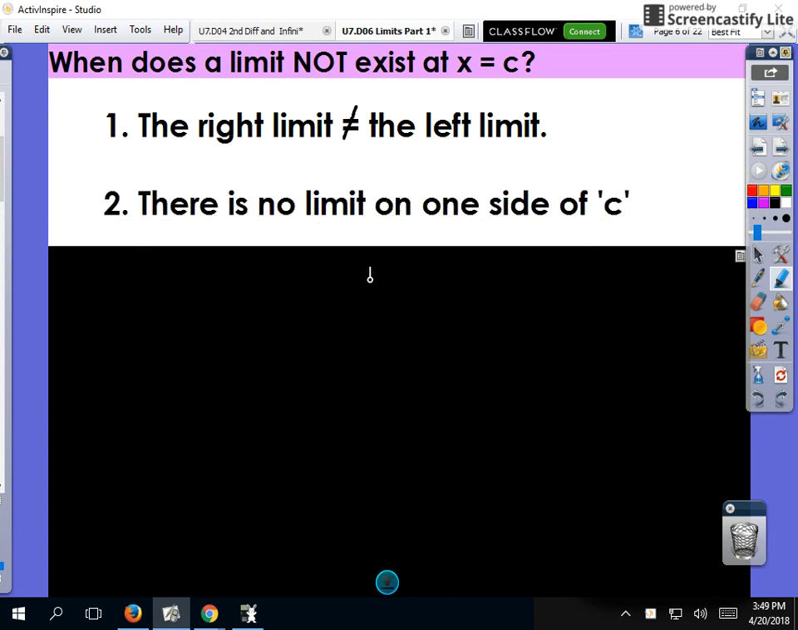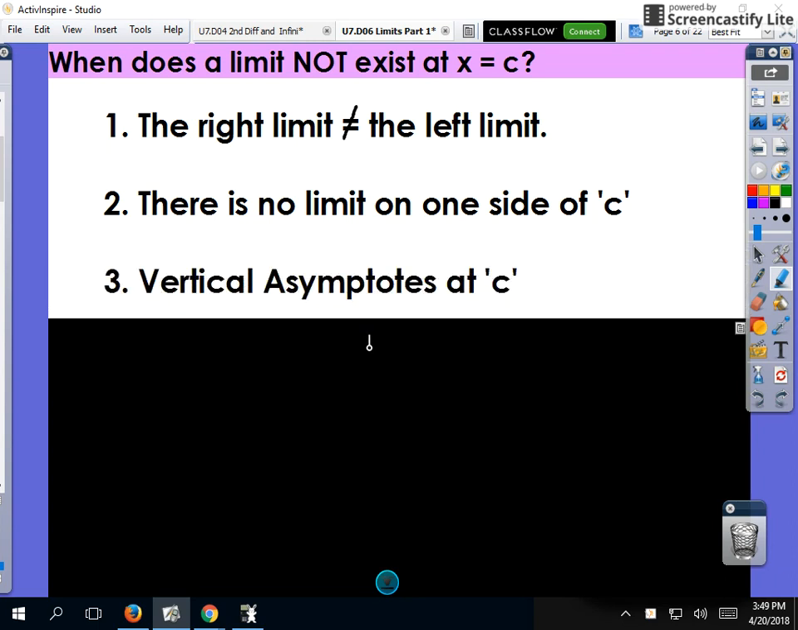If there's no limit on one side of c, that's another case. If you think about something like the square root curve, if I'm approaching 0 on the right side, I approach 0. But if I approach 0 on the left side, that's not happening. There's nothing happening on the other side. So that would not exist. And also if there's a vertical asymptote, then the limit for that value would not exist.